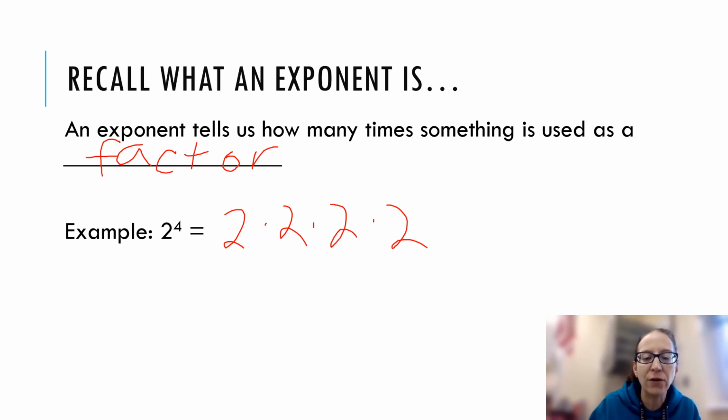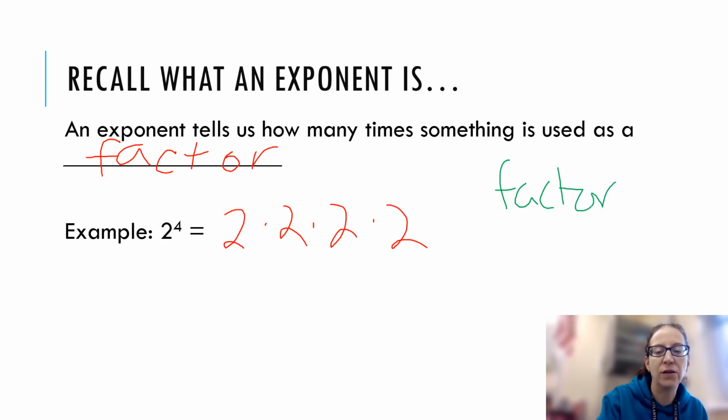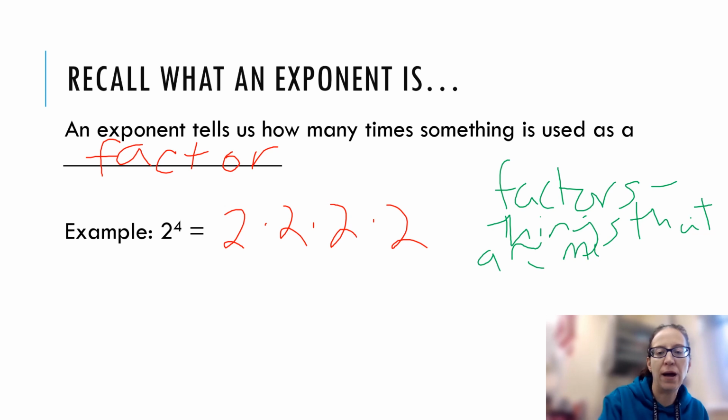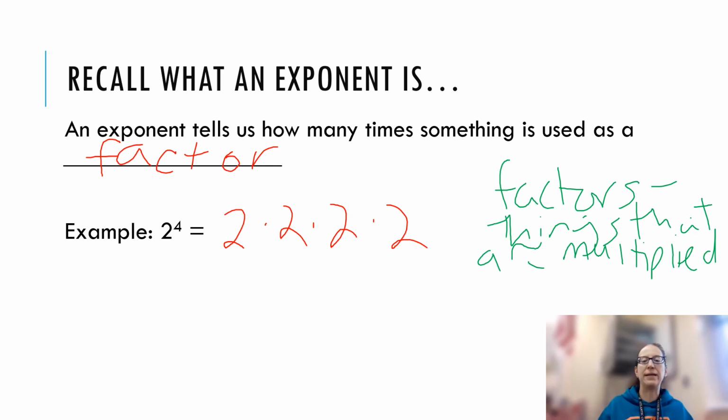Now recall what factors are. Factors, this is where that vocab is so helpful, are things that are multiplied. Okay, so how many times something is being multiplied and how many times it's used as a factor. So when we say 2 to the 4th power, that 4 tells us how many times the 2 is going to appear as a factor. It's going to appear 4 times.